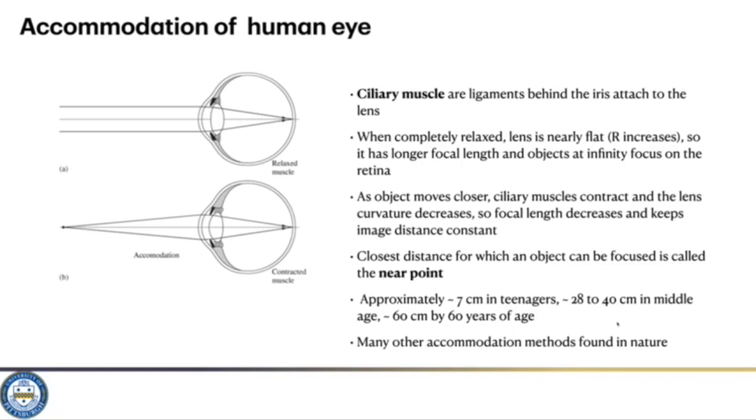I should also mention that there are many other accommodation methods that are found in nature. So in some fish, the actual lens keeps moving in between the eye and the retina, in the eyeball. And in other birds of prey, which need really good vision, they have much stronger changes in the curvature of the lens.